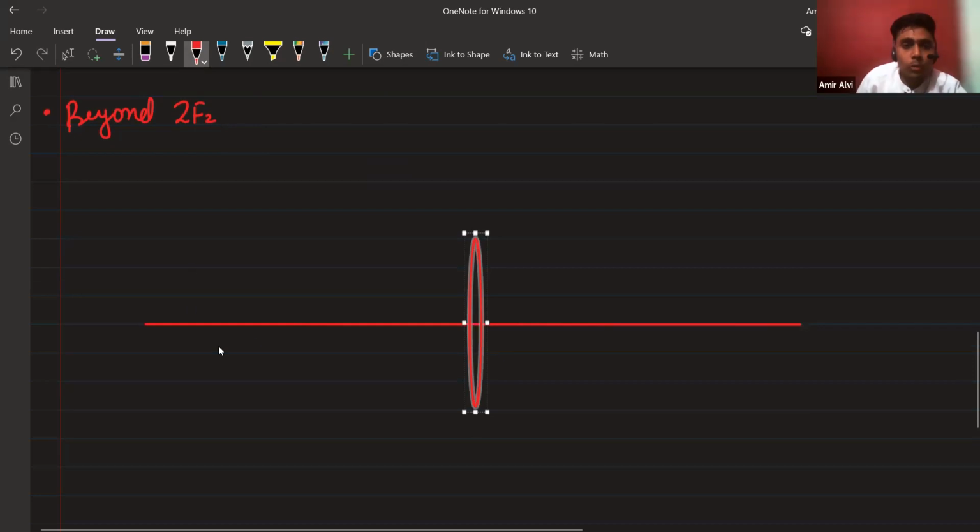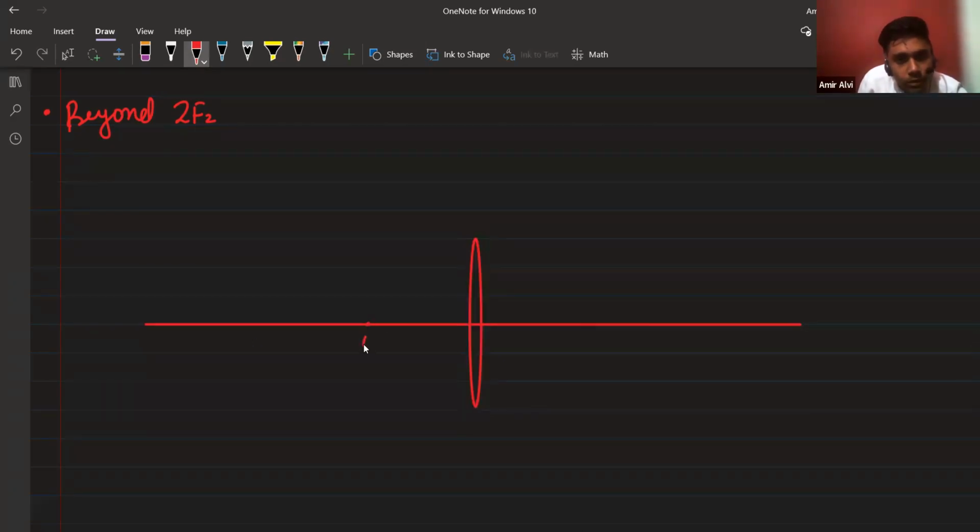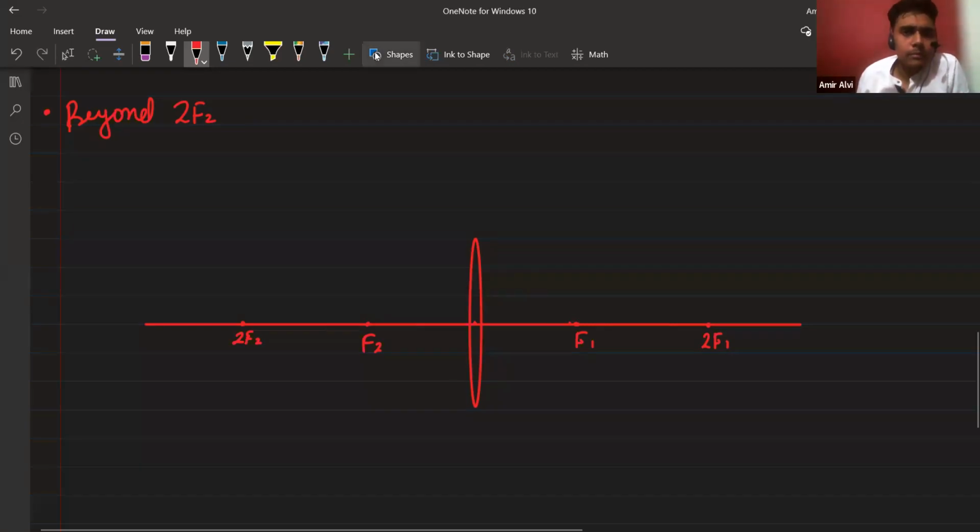Okay, so now let's say this is your F2. This is your 2F2. Clear? This is your F1 and this is your 2F1, sorry. And this is your optical center. Now your object is placed at, can anybody tell me where? Beyond 2F2. Very good.